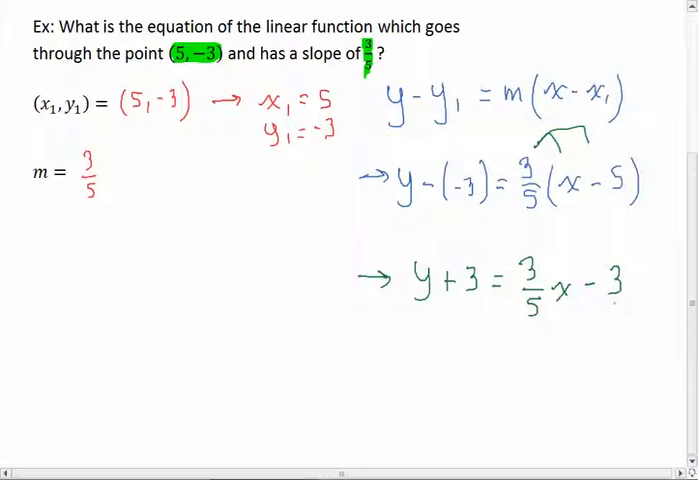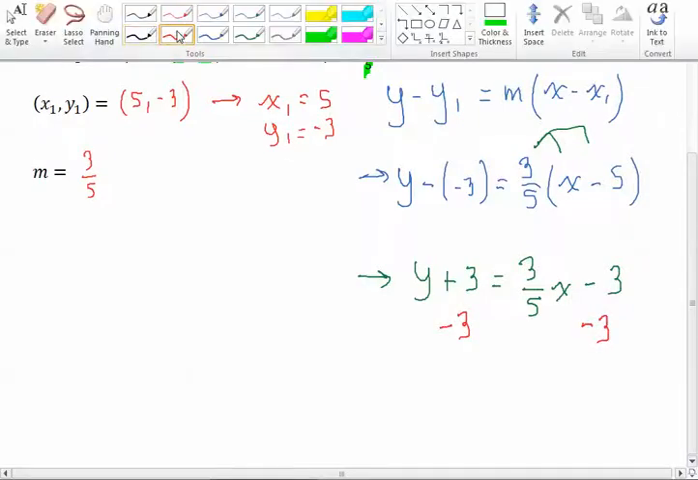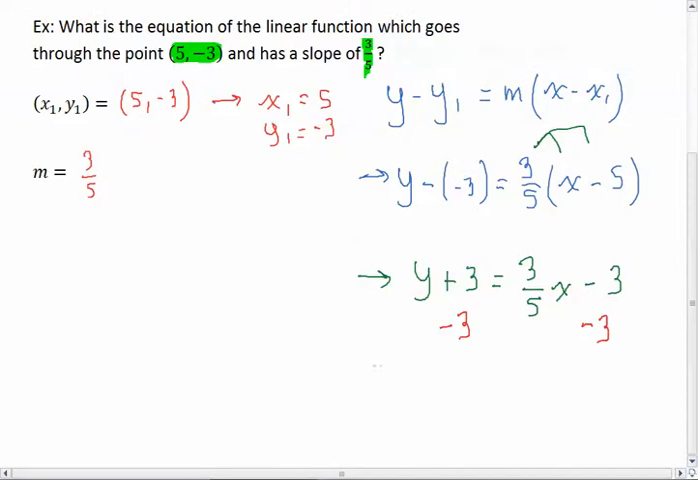And notice that right now, after just cleaning up a little bit, it looks a lot like the slope-intercept form. What's the one thing I would have to do to change this into slope-intercept form? Okay, what do I have to do to both sides to get y by itself? Minus 3. So if I take away 3 from both sides, this is how we do a conversion between point-slope form and slope-intercept form. So y would equal 3 over 5x minus 6. Because -3 take away 3, making it more negative, right?